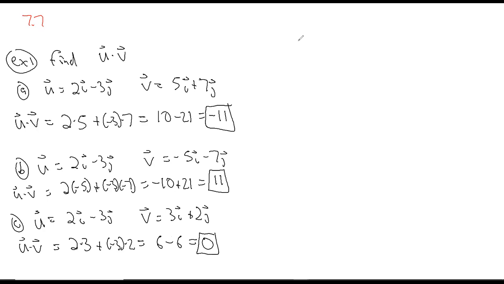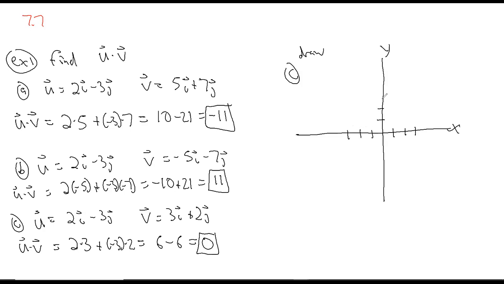You know what? I'm kind of interested in that. Let's draw up C. So in red, I'll do u, which is 2i minus 3j. Oops, I need some axes numbers. Let's go 3 in each direction. 1, 2, 3, 1, 2, 3, 1, 2, 3, 1, 2, 3. So u is 2i minus 3j, that's right 2, down 3. So this is our u vector. v, 3i plus 2j, that's going to go right 3 and up 2, and I'll do that in blue. Right 3 and up 2. So that's our v vector.